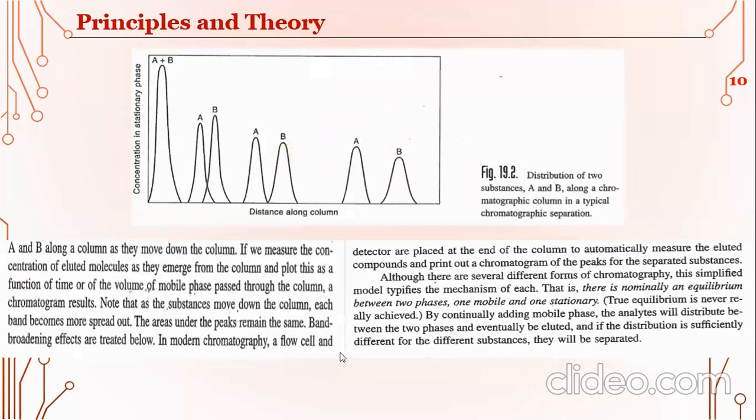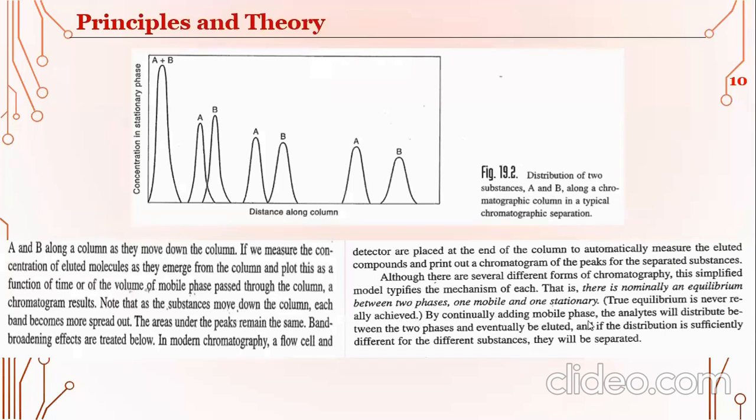In modern chromatography, a flow cell and a detector are placed at the end of the column to automatically measure the eluted compound and print out a chromatogram of the peaks for the separated substances. Although there are several forms of chromatography available, this is a simplified model that typifies the mechanism of each. There is nominally an equilibrium between two phases, one mobile and the second stationary. In true chromatography, we keep in mind that true equilibrium is never really achieved.